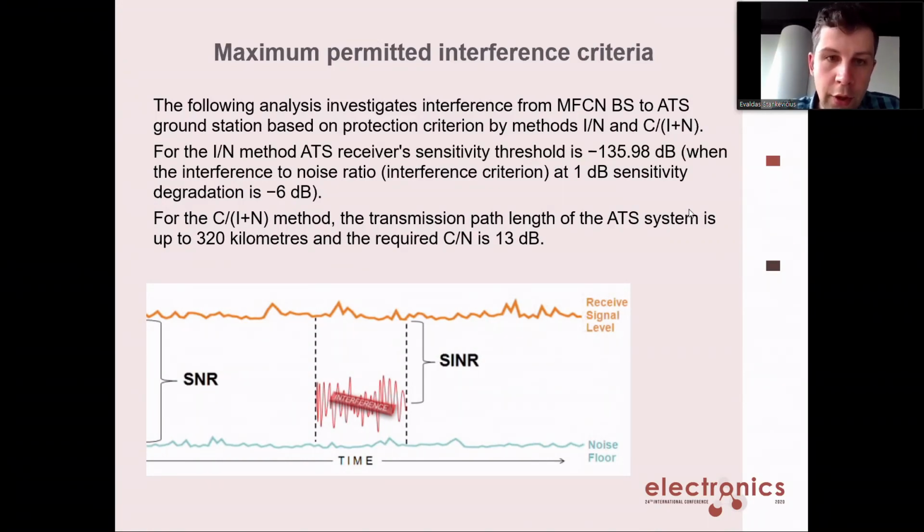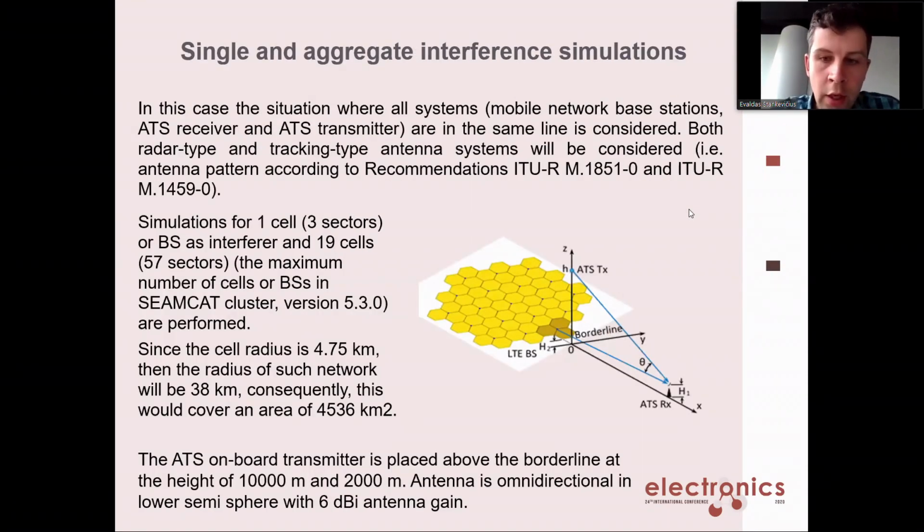First of all, when you only know the ATS receiver's sensitivity, it is minus 98 dBm. Then you can calculate more precisely if you know the minimum signal strength needed for the ATS receiver from the ATS transmitter. So you can use C over I plus N and calculate how much power budget you have to accommodate the noise level and interference level from mobile networks from a neighbor country.